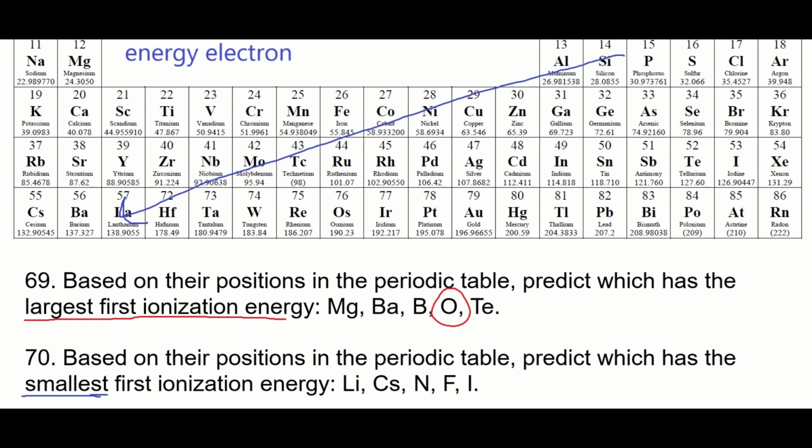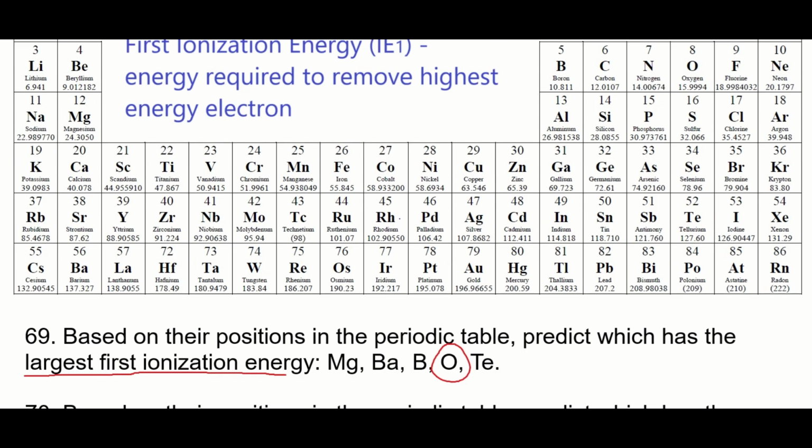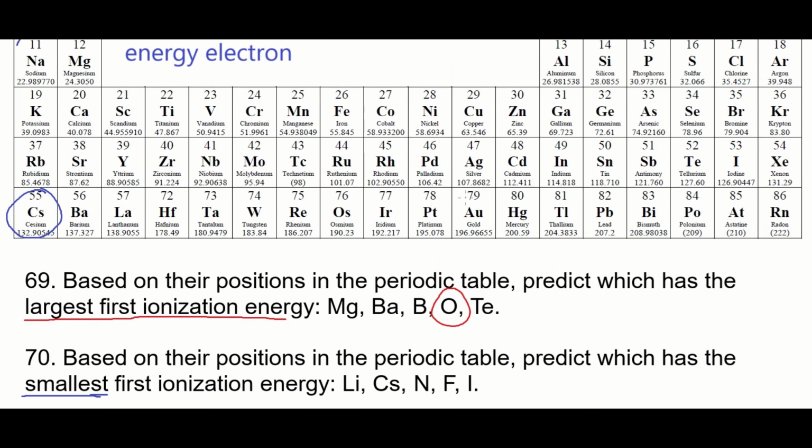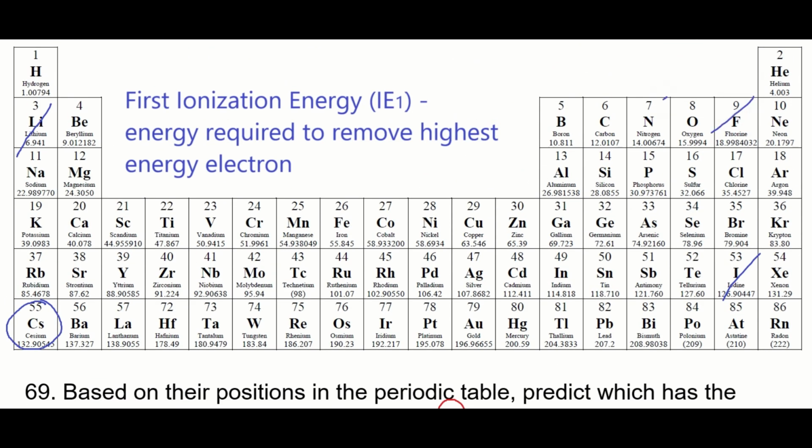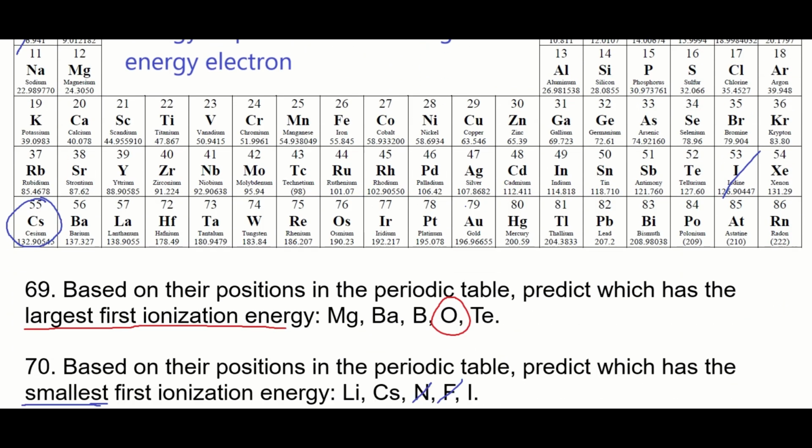All right, so our answer is down and to the left. Lithium is all the way up here. That's not going to be our answer because cesium is going to be our answer. There's nothing more to the left. There's a few elements I cut off, but nitrogen is not one of them, and neither is fluorine, and iodine is over here. So we can cross all of these out: fluorine, nitrogen, and iodine. And the answer is going to be cesium.